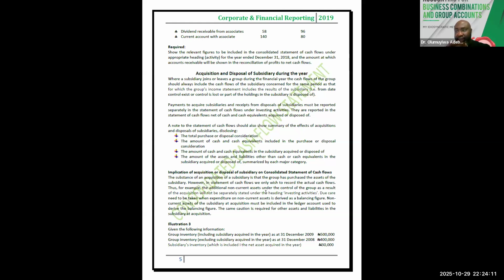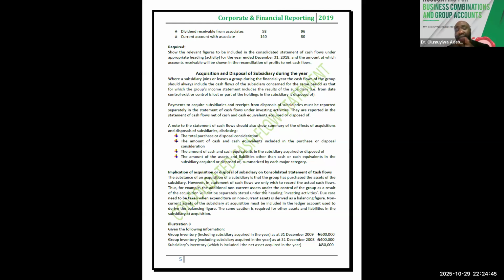But within the statement of cash flow, what if you are confronted with an issue where at the beginning of the year, you had a parent and two subsidiaries, and at the end of the year, you now have a parent and one subsidiary, which means during the year, one of the subsidiaries was disposed of. What impact would that have on our consolidated statement of cash flow?